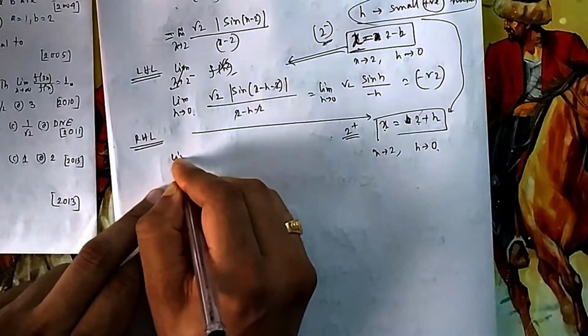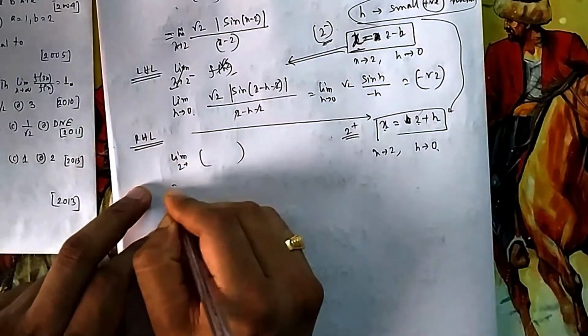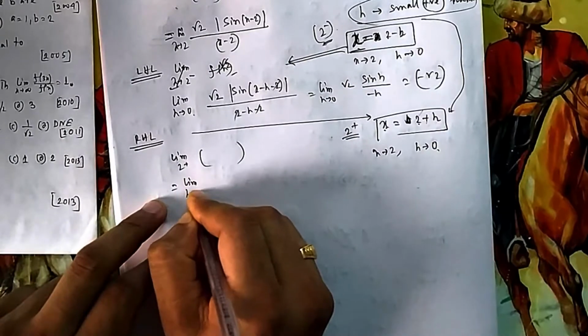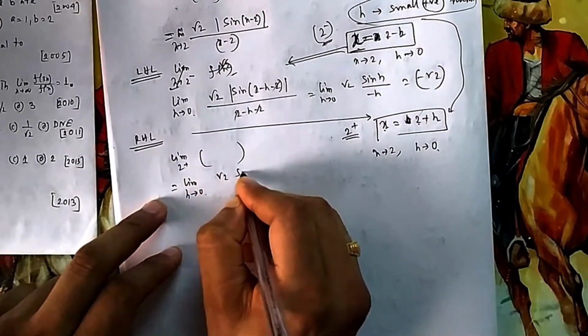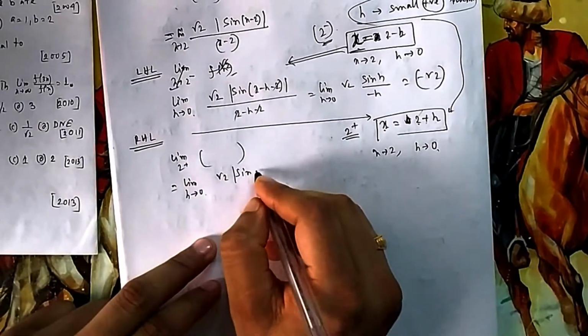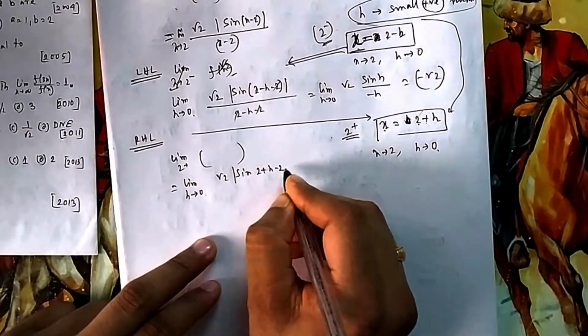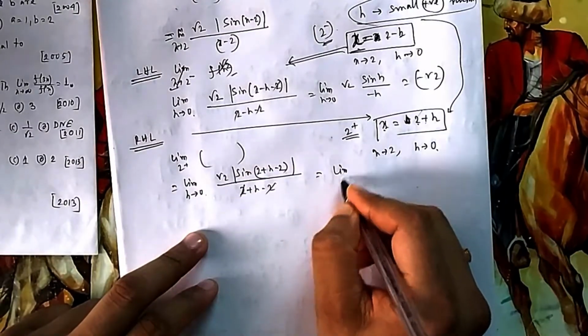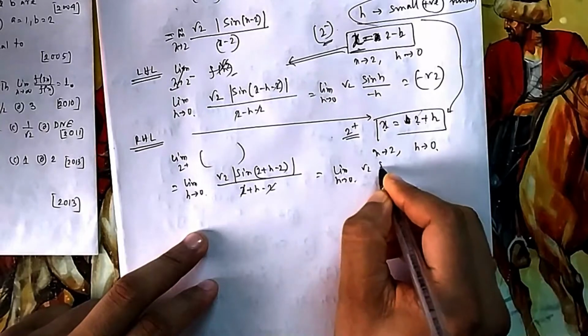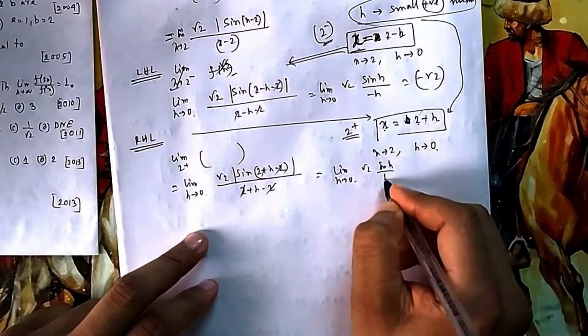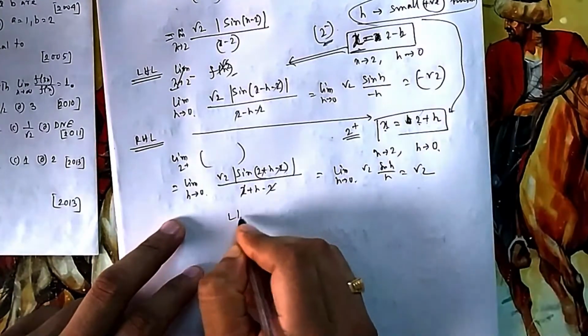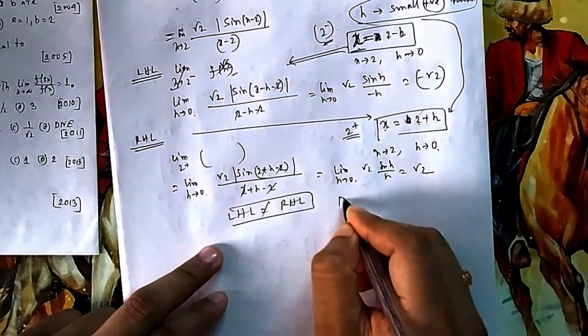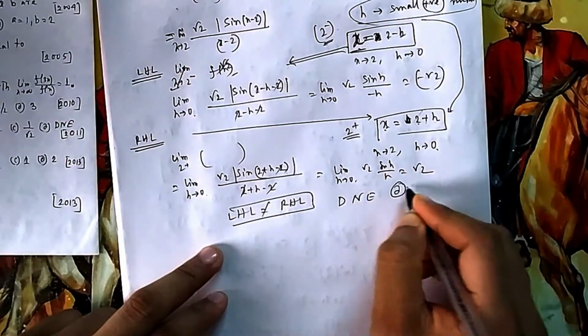So your limit x tends to 2 plus of the function will convert into limit h tends to 0, root 2 sine of, instead of x we will write 2 plus h minus 2. So what will it be now? Limit h tends to 0, root 2 sine h by h, which will be root 2. You can see your left hand and right hand limits are not equal, so therefore it does not exist. So if there is a DNE option, then you have to be very careful.